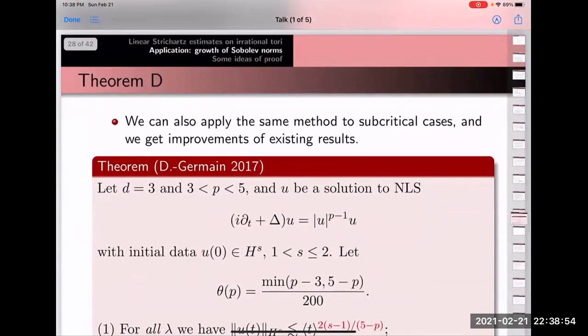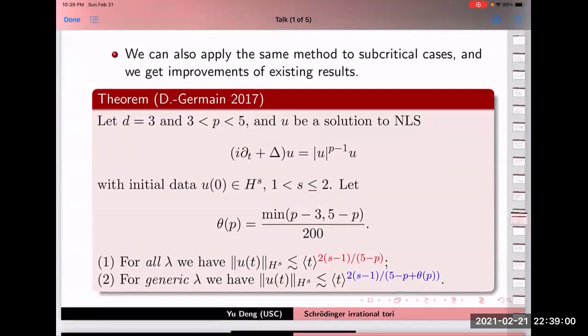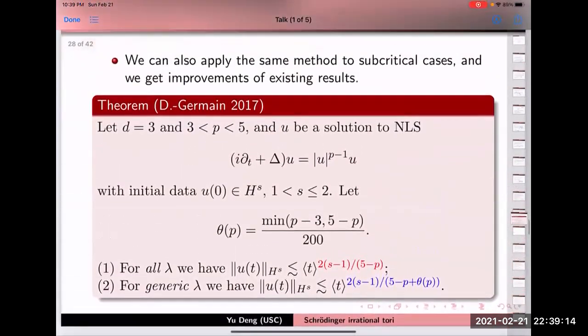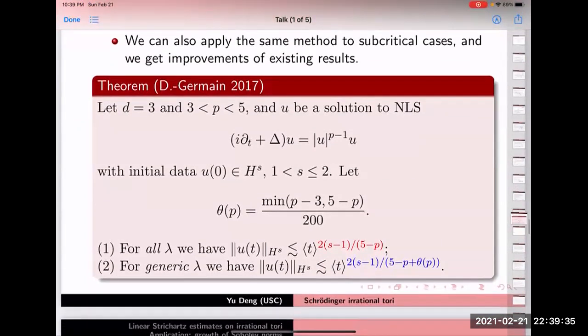We also have a result for the subcritical case, where we get some improvement for the generic torus compared to the rational torus, that we're not going to describe here. This is joint work with Pierre Germain. So this is essentially the result: we started with this long-time Strichartz estimate, and we're applying it to prove these results for the nonlinear Schrodinger equation. Okay, so finally, let me spend about 5 minutes briefly going over the proof.